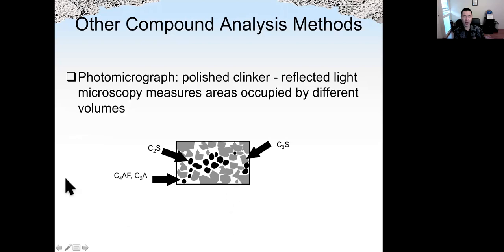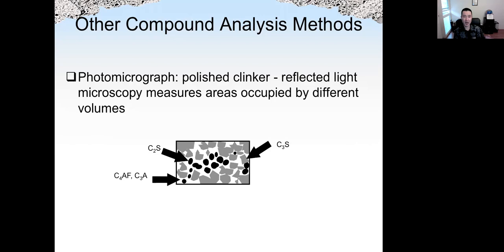So this is one way to calculate or estimate the percentage of the compound. Another method, we can use photomicrograph. For example, we get a sample of clinker, cut a thin slice of that clinker, take a picture of it and study it under a microscope, because different compounds have different color and shape. For example, C2S has this dark and round shape, and C3S has this angular and light color shape. Everything in between is a mixture of C3A and C4AF, the other two major compounds.